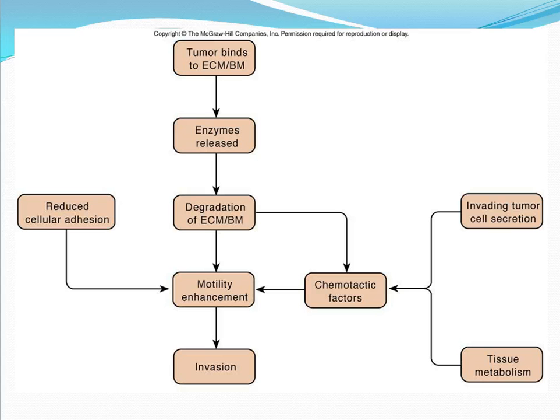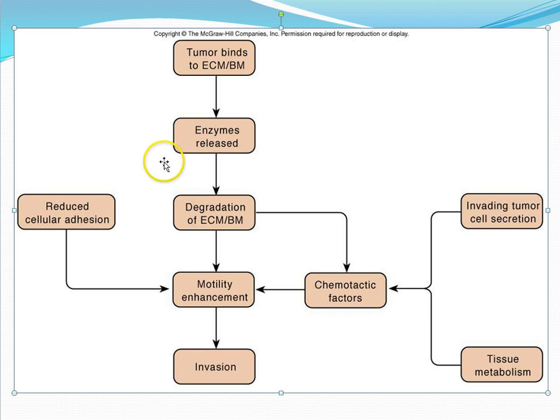This graph summarizes the means of spread. Tumor can bind to the extracellular matrix and the basement membrane, resulting in the release of enzymes that degrade these structures, allowing tumor cells motility, leading to invasion. Tumors tend to have reduced cell adhesion, making them motile, releasing cells, and invading other tissues. Invading tumor cells will secrete chemotactic factors, so too will tissue metabolism byproducts, and these factors also come from the breakdown of the extracellular matrix. Chemotactic factors also enhance motility, leading to invasion.